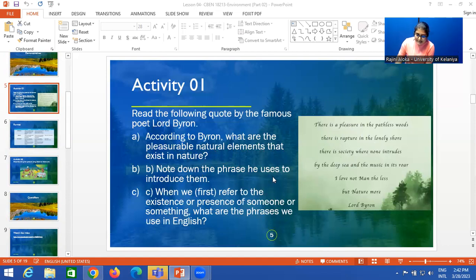Note down the phrases he uses to introduce them. Phrases: there is a pleasure in the pathless woods. Then there is a rapture in the lonely shore. There is society where none intrudes. When we refer to the existence or presence of someone or something, what are the phrases we use in English? We use there is or there are. Okay, so that's what we are going to talk about.